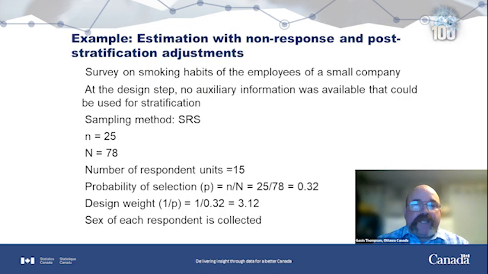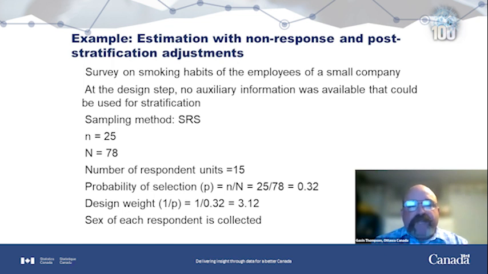Okay, let's get into some examples. So here we have a survey of smoking habits of employees in a small company. At the design step, we didn't have any auxiliary information, so we just went ahead and did our survey. We decided to use simple random sampling, with a sample of 25. We knew that at this company there were 78 employees, so we just randomly selected 25 amongst the 78.